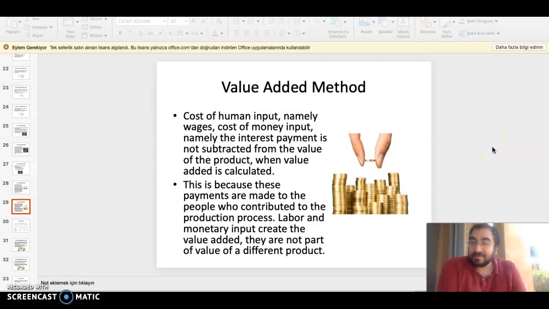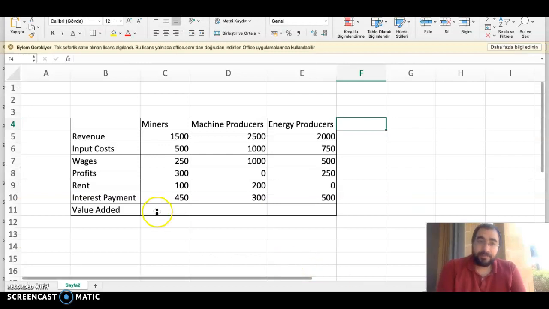Well, hi again. We are continuing the growth and GDP chapter of Introduction to Economics course. And in this part, I would like to talk a little bit on the value added method. Actually, I would like to show you the method numerically.